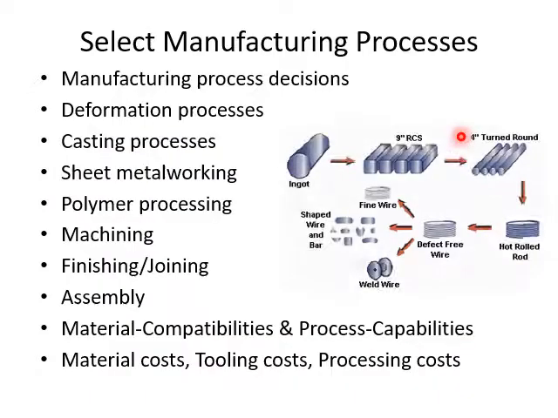You can select the process starting from the manufacturing process decision to the primary, including deformation, casting, sheet metalworking, and polymer processing. Secondary shaping is machining, then joining or finishing depending on the requirements. We also need to consider the material compatibilities and process capabilities. Last but not least is costing, which includes material costs, tooling costs, and processing costs.